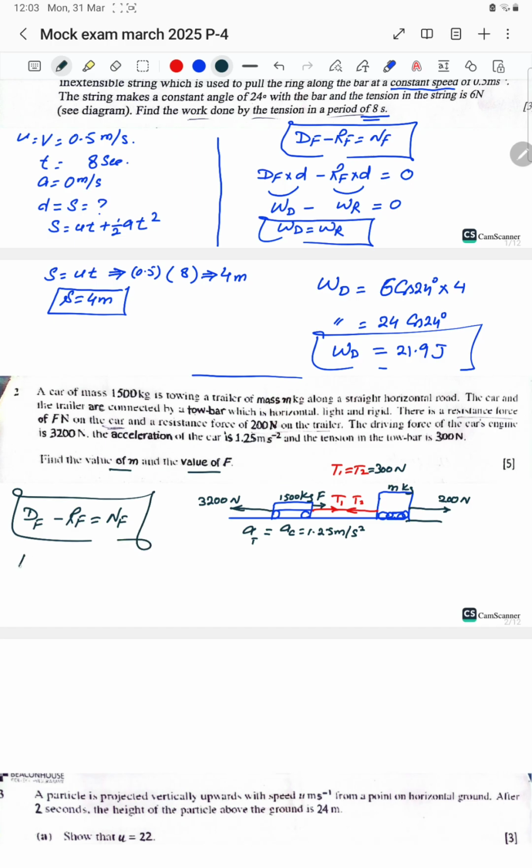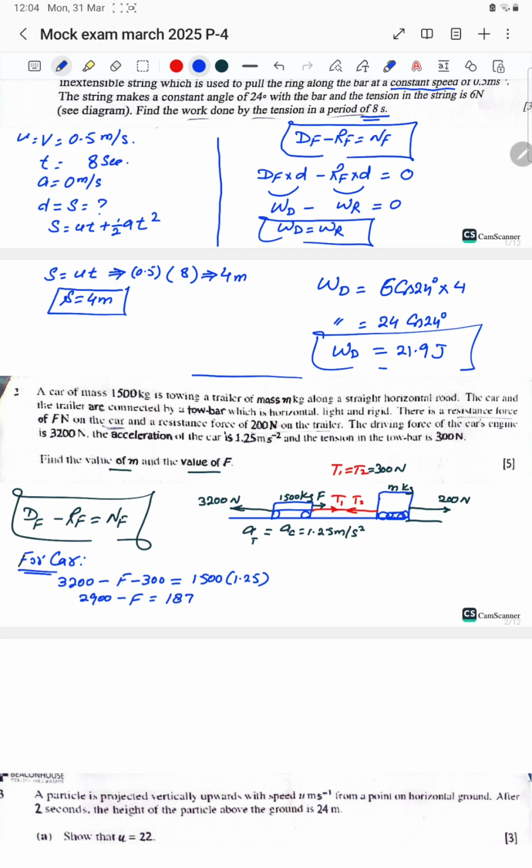So first we'll talk about the car. Here I can say, for the car, the driving force is 3200, and the resistive force is F Newton, and tension as well, minus 300 Newton, because these two forces are against the driving force of the car. And the net force is ma. m is 1500 and a is 1.25. Now here we have 2900 minus F is equal to 1500 times 1.25.